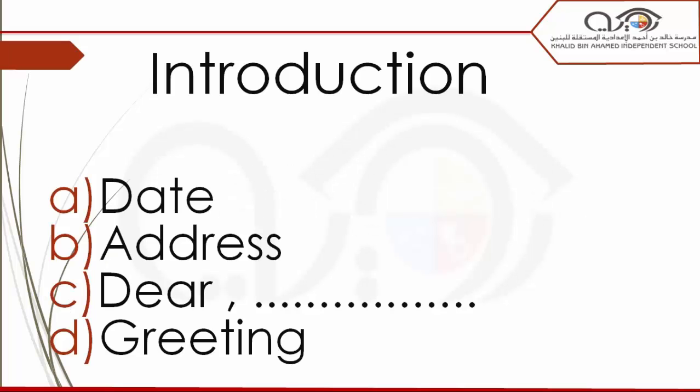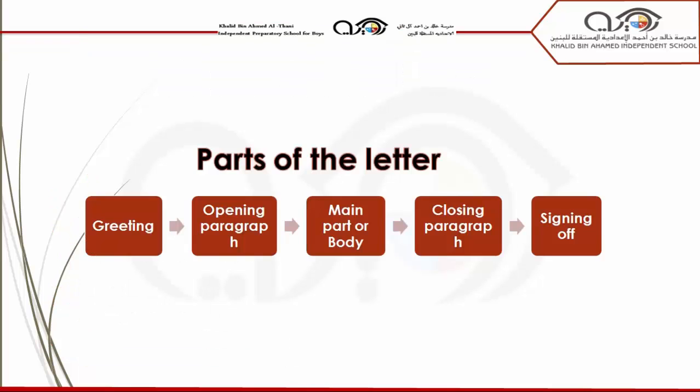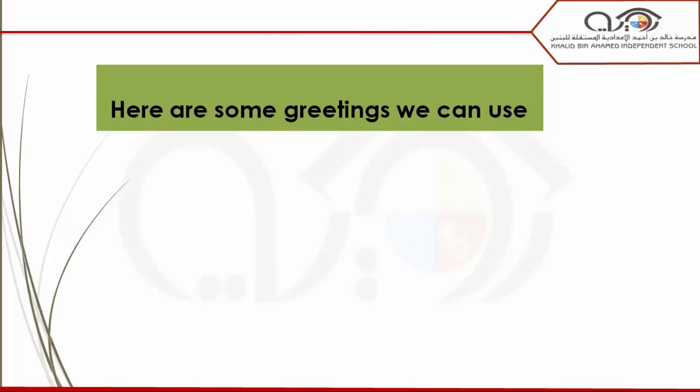Now, how to write a letter? Always start with the introduction. Try to include the date, address, and the phrase "Dear somebody," and then a greeting phrase to welcome them. Always keep this sequence in mind. We start with the greeting. After that, the opening paragraph, then the main part, the body. After that, the closing paragraph. Then you put your signature and sign off. Exactly.